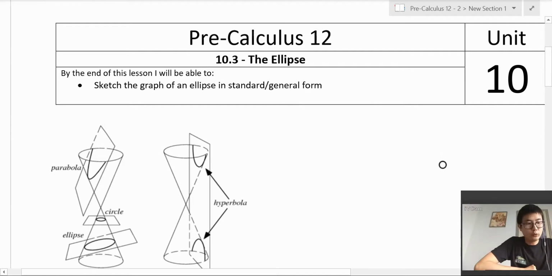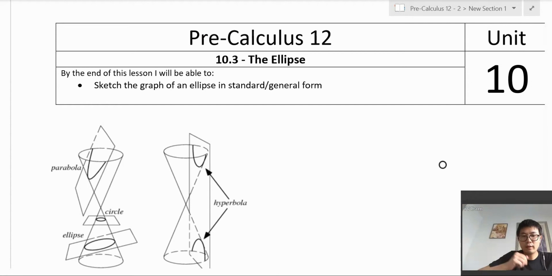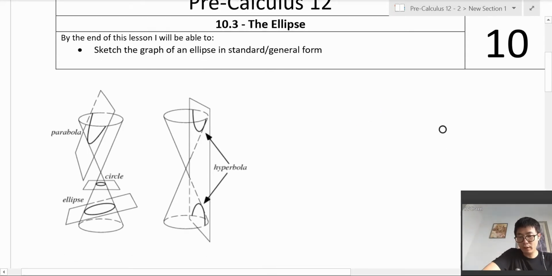All right, welcome back. We are going to be looking at ellipses today. We're looking at 10.3, ellipses. So how is this ellipse formed?